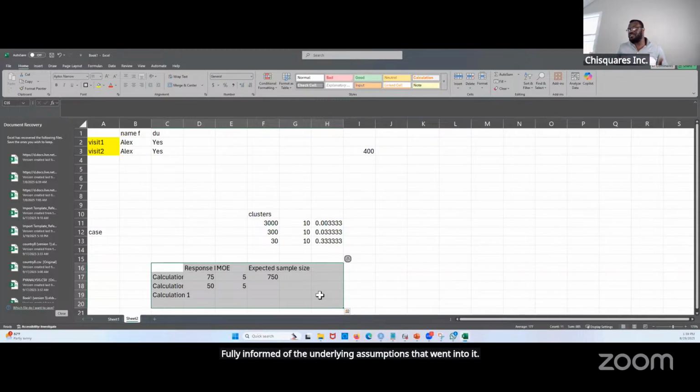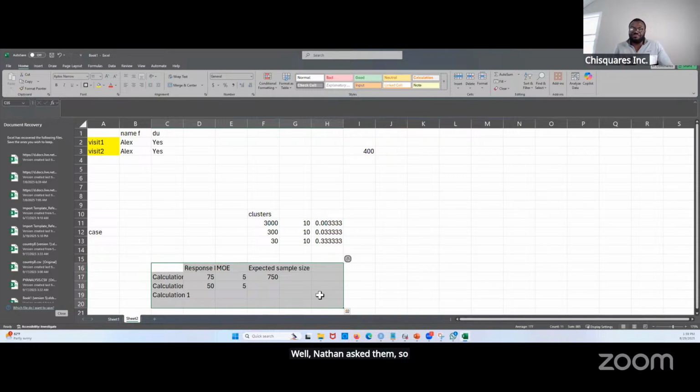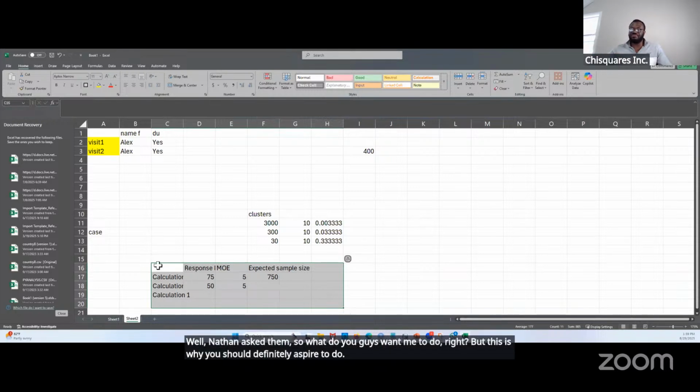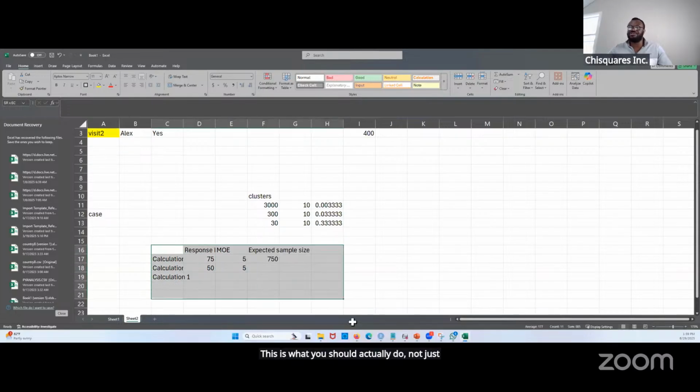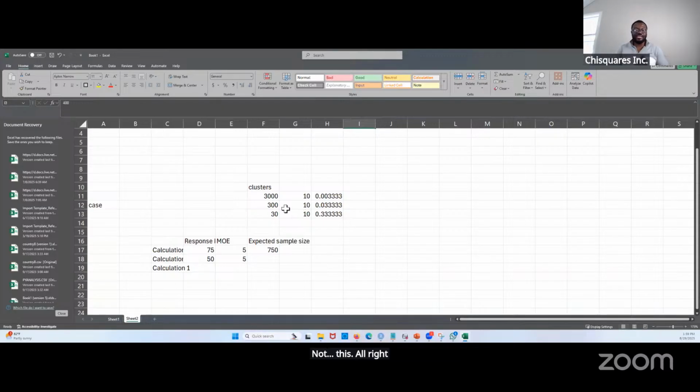Now, if you do this and the committee is still saying, well, we don't agree, then you can ask them, so what do you guys want me to do? But this is what you should definitely aspire to do. This is what you should actually do, not just aspire. You should actually do this, not this. All right, any other questions?